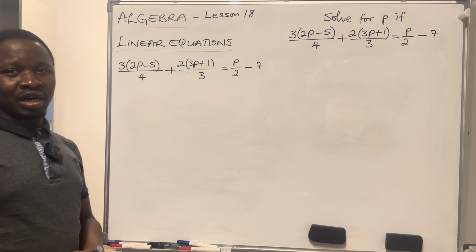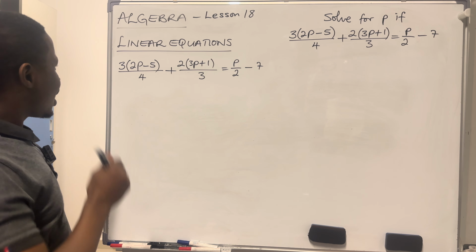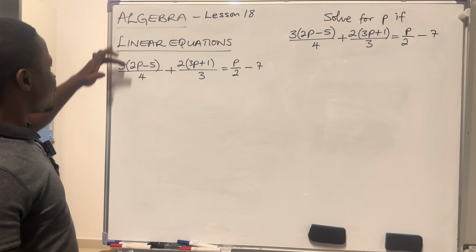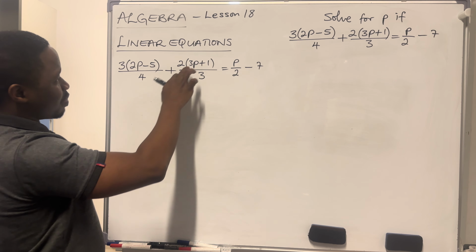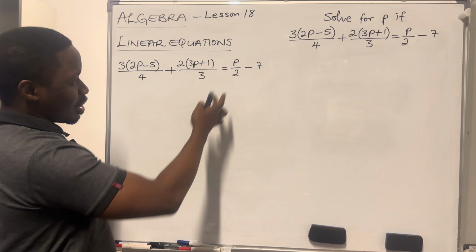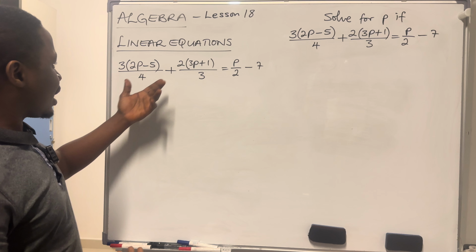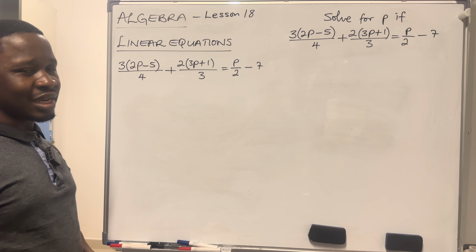Whenever we are solving a linear equation, first of all, how do we know this one is a linear equation? Because the highest power of the variable is just 1. Even if you expand this, p will give you a power of 1. And this one, of course, is not in a bracket. You can see the power is 1. So there is no way we can get a higher power other than 1 for p. So that makes it a linear equation.